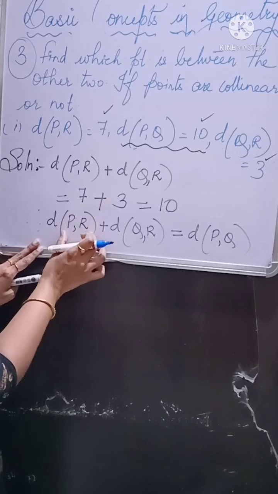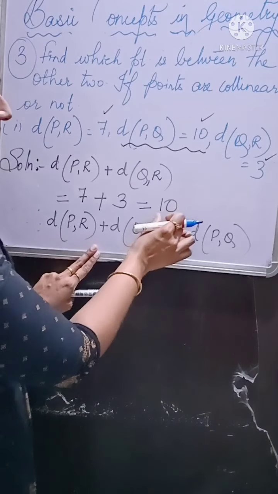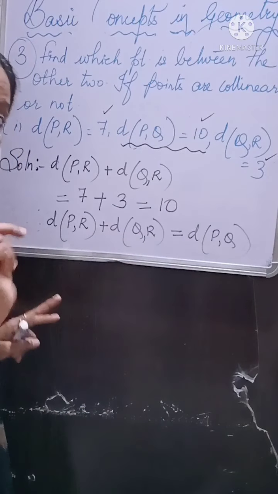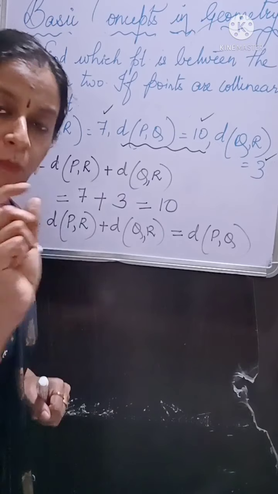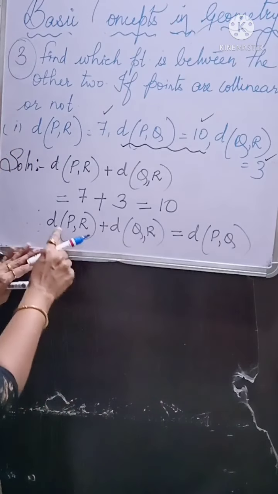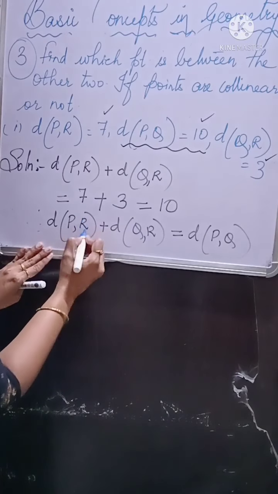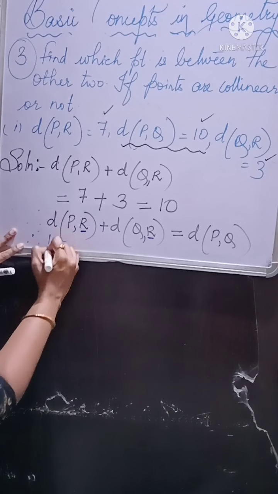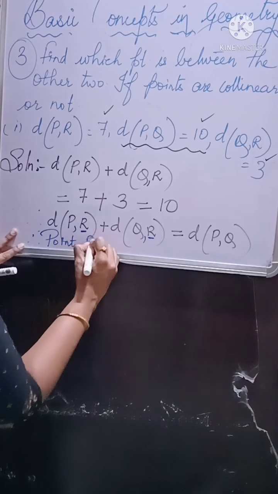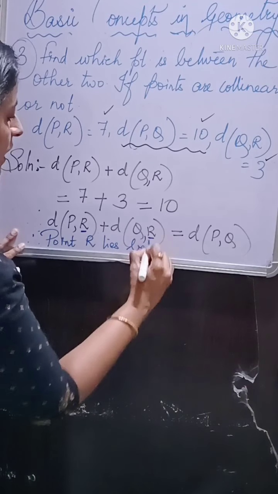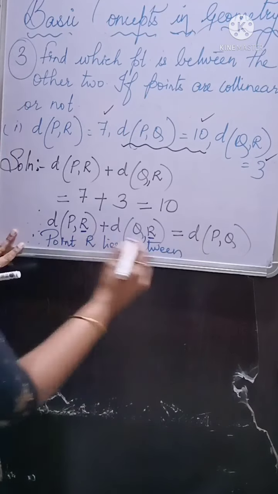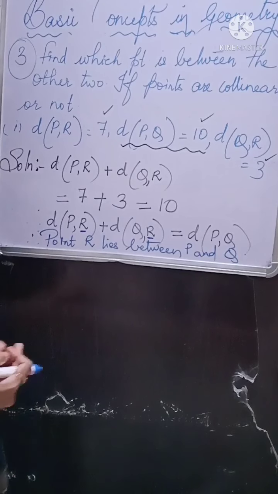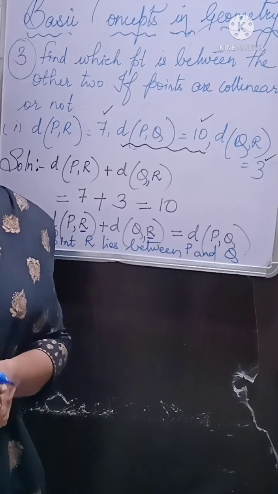Okay. So, distance between P comma R plus distance between Q comma R is equal to 10. What is that 10? Distance between P comma Q. Now look at this and tell me which point lies in between. I gave you a clue: the point which is repeated, which comes 2 times. P comma R, Q comma R. Which point is repeated? Point R. So the final answer you will write: Therefore, point R lies between P and Q.